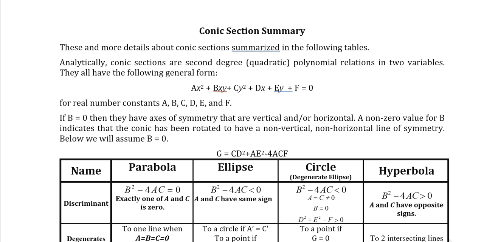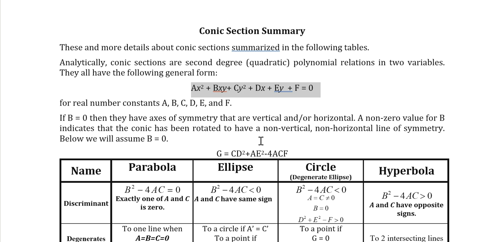So analytically, conic sections are second-degree quadratic polynomial relations in two variables. They can all be thought of as having the formula ax squared plus bxy plus cy squared plus dx plus ey plus f equals 0 for some real number constants a, b, c, d, e, and f.